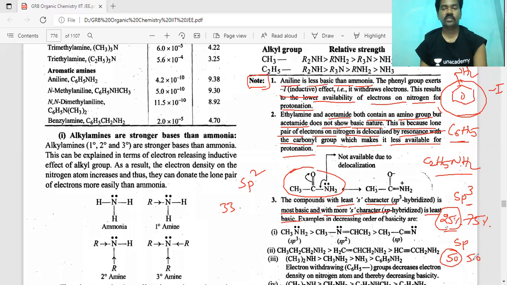Here 50 percentage, 50 percentage. So more S character means least basic. Less S character means more basic. Okay, opposite: least S character, more basic. More S character, least basic. So that you should remember. These are very, very important points.